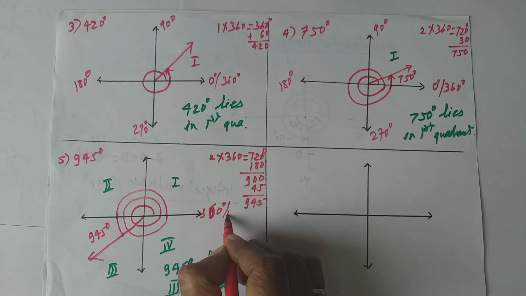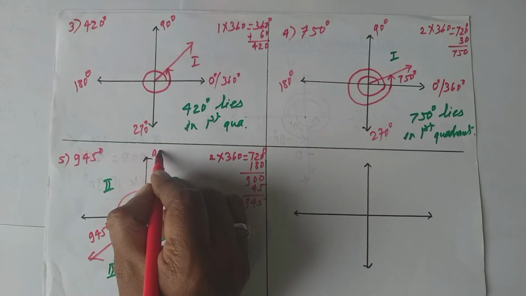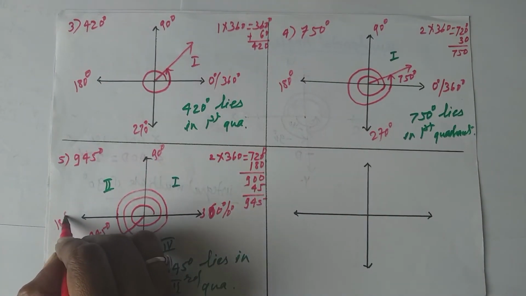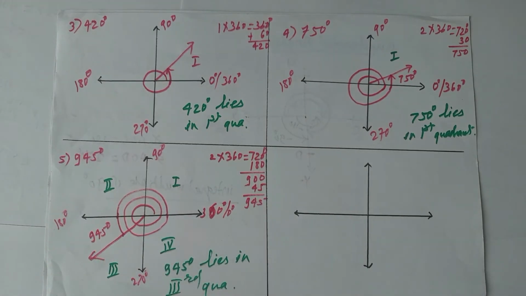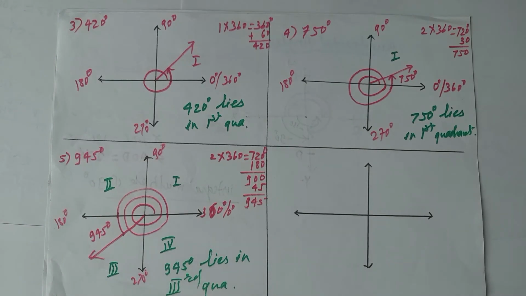Here the angle is 0 degrees or 360 degrees. Here 90 degrees, 180, 270. This is first, second, third, fourth quadrant. And if the angle is positive, we have to move in the anti-clockwise direction. If the angle is negative, we have to move in the clockwise direction. Let's see one of the examples.